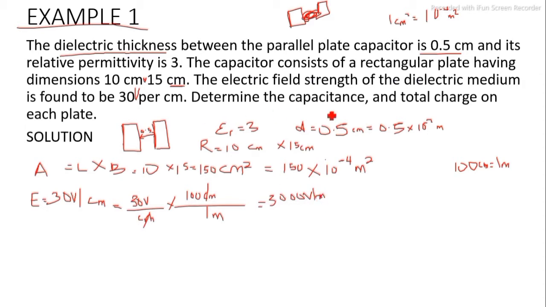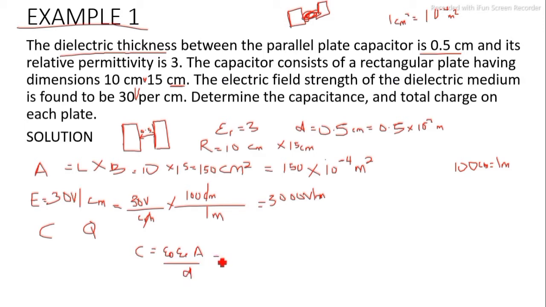And we have to determine the capacitance and the total charge on each plate. Let's calculate the capacitance and the total charge Q on each plate. So we know that our capacitance C is epsilon naught epsilon r A over D. That's the formula for our capacitance.